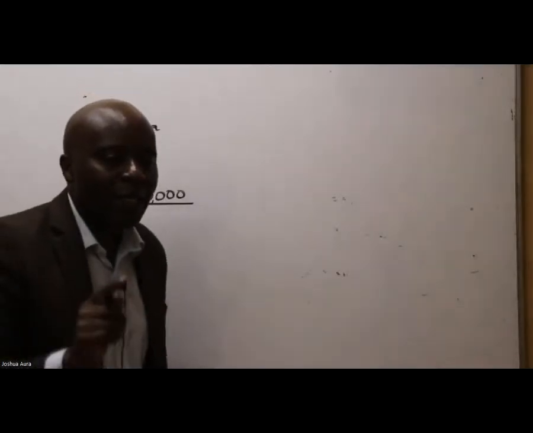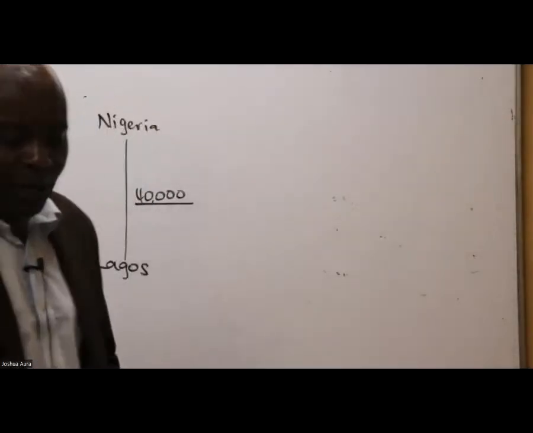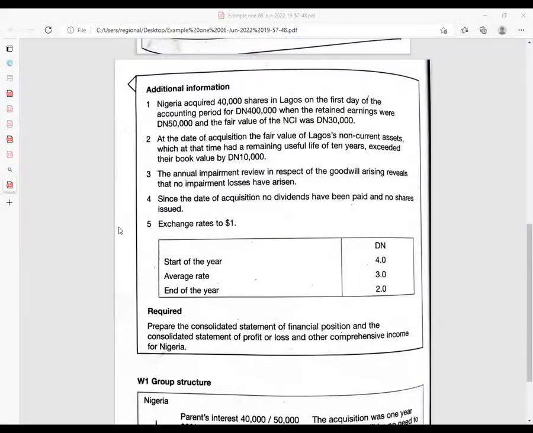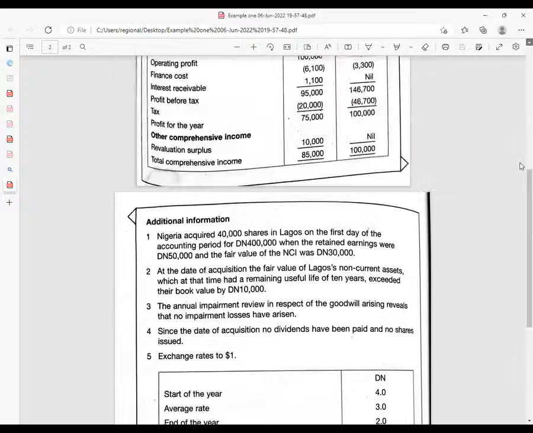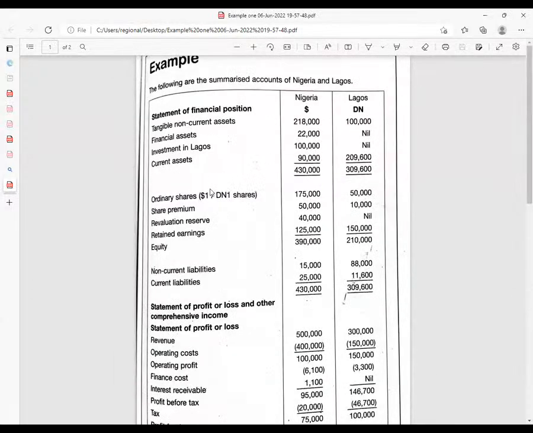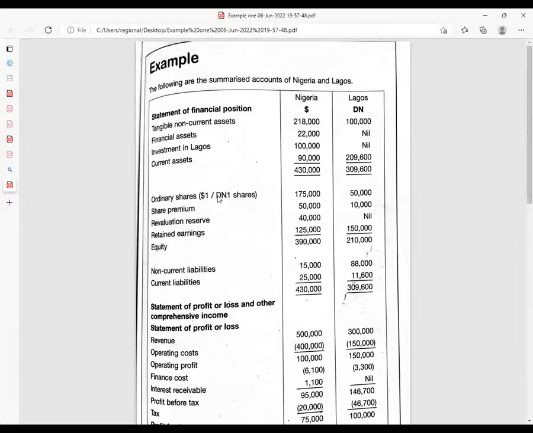So how many shares does Lagos have in full? Please go to the balance sheet of Lagos, go to the statement of financial position of Lagos, and read the number of shares that Lagos has in full. Look at this: it's ordinary shares, DN1 shares, meaning that the par value is 1 across the board. So remember to get the number of ordinary shares, we normally take the share capital. Like now you can see the share capital of Lagos is 50,000. You divide by the par value.